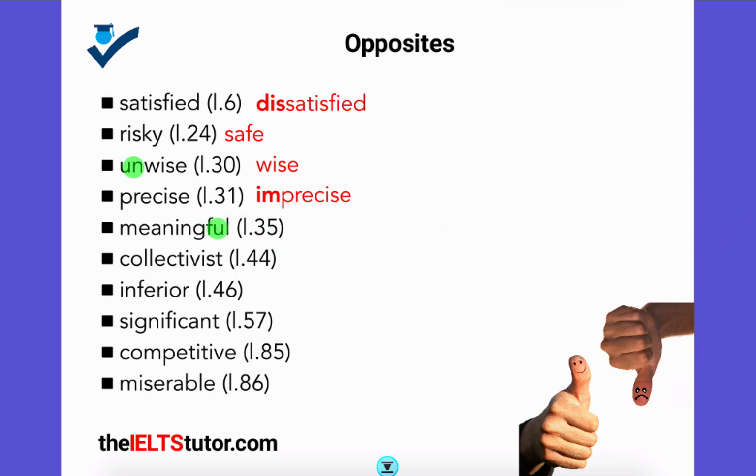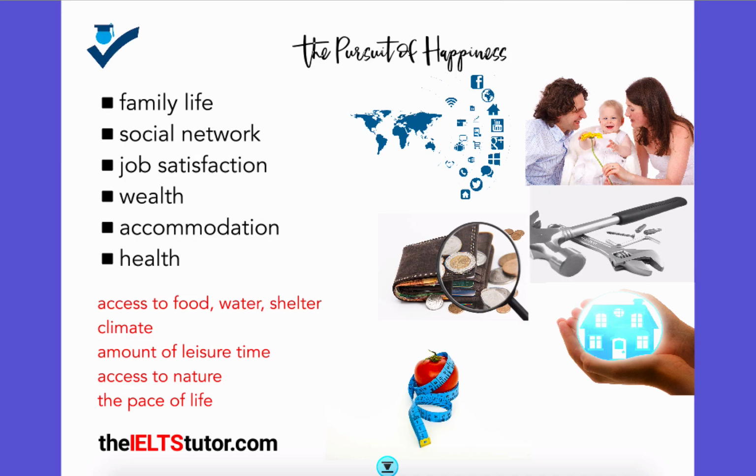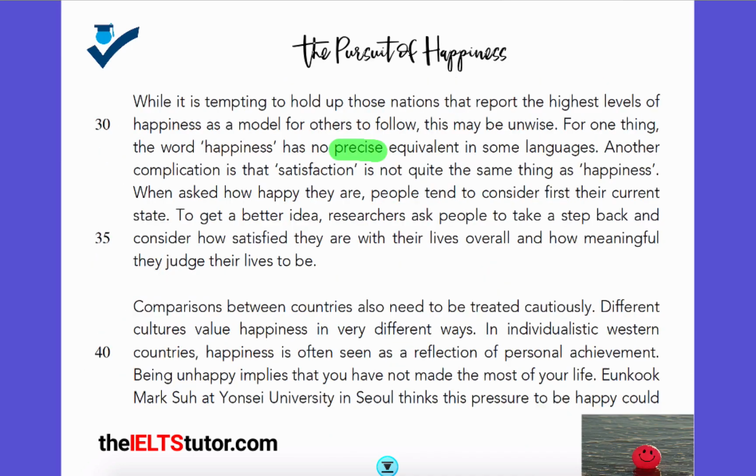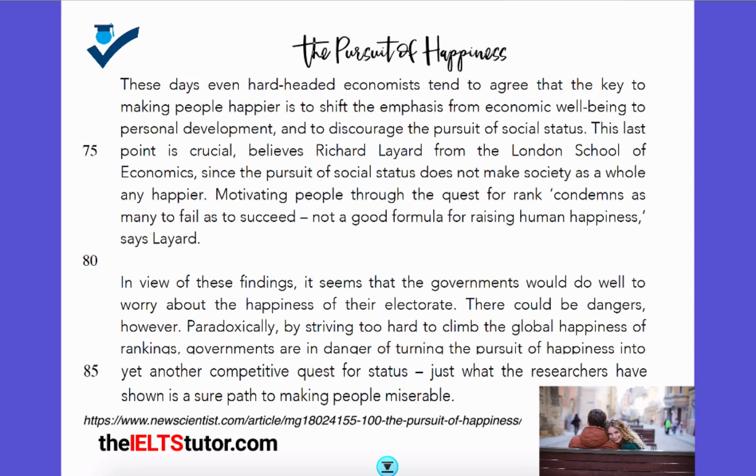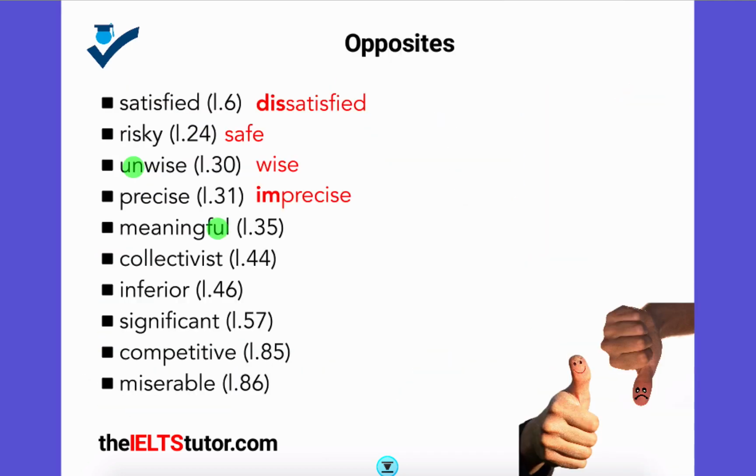Now, meaningful already has a suffix attached to it. Let's take a look again at how this is used in context. In line 35, to get a better idea, researchers ask people to take a step back and consider how satisfied they are with their lives overall and how meaningful they judge their lives to be. How meaningful. So the opposite of full, what do you think it could be? If you have replaced the suffix full with less, you're right there. So meaningful, meaningless.